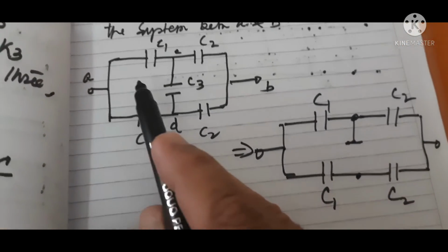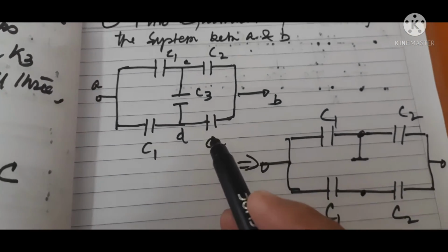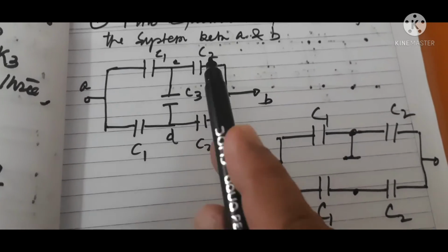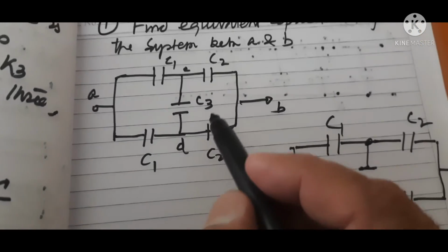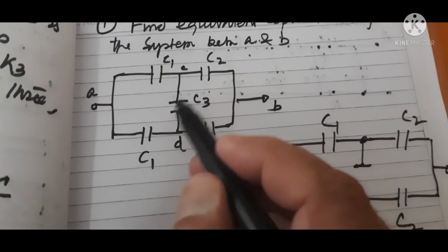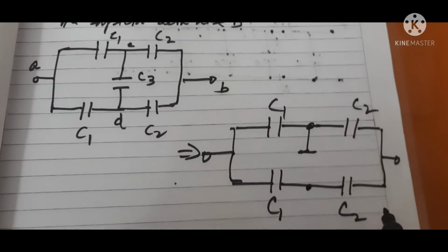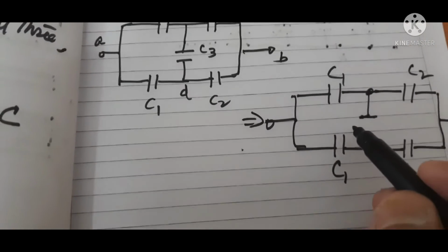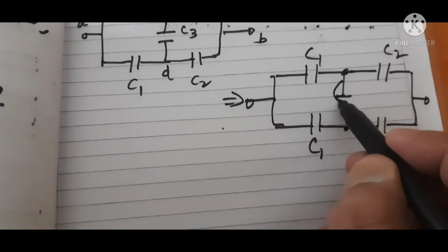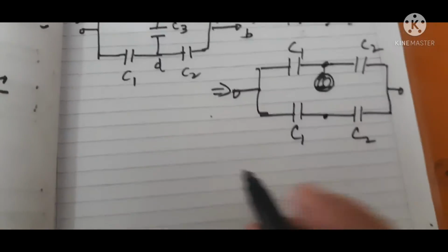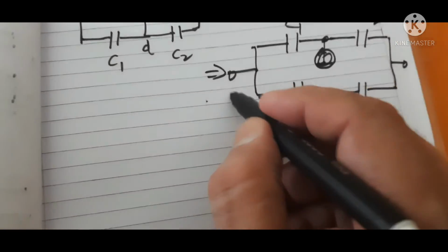The charge on these will remain the same. C1, C2, C3, C4. C3 makes no difference. If I remove it according to the structure of the circuit, it makes no difference. So in fact I am going to remove it. So here this is your A and this is B.